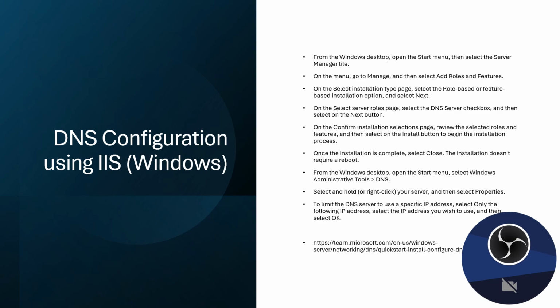Select or right-click your server and then select Properties. To limit the DNS server to use a specific IP address, select Only the following IP addresses. Select the IP addresses you wish to use and then select OK. And all of this information was from Microsoft.com on installing and configuring DNS using IIS.